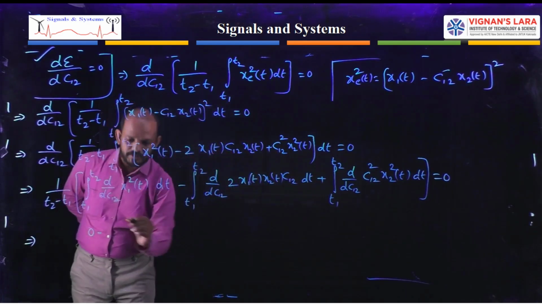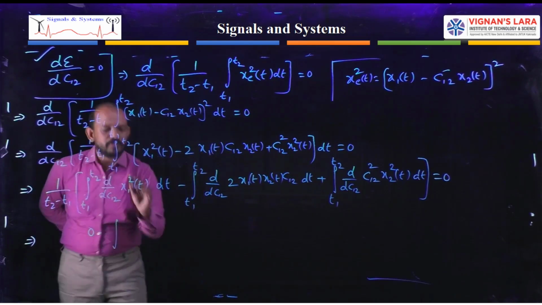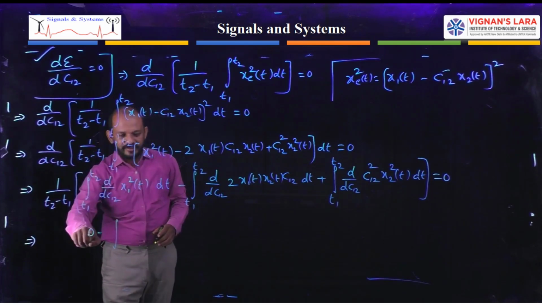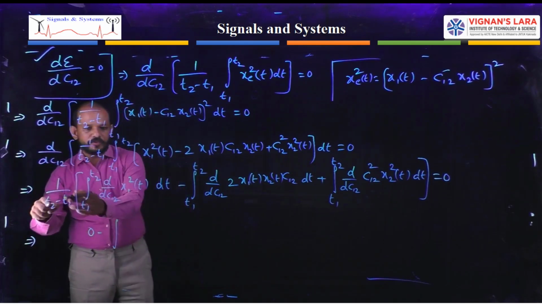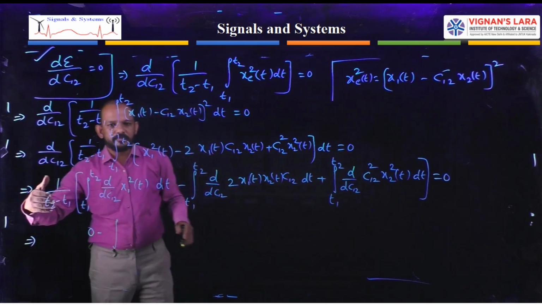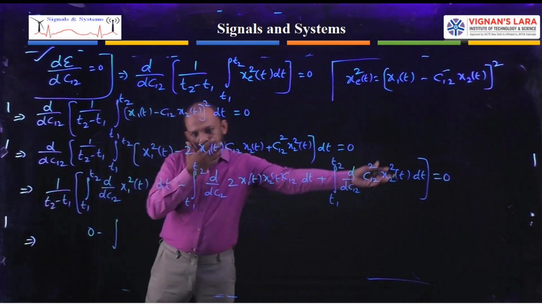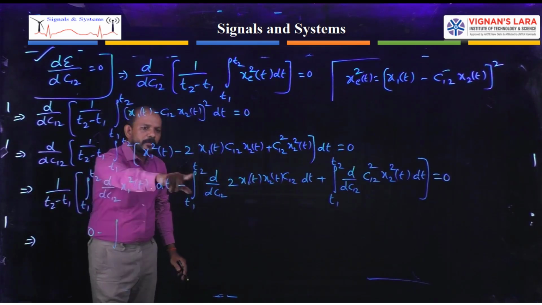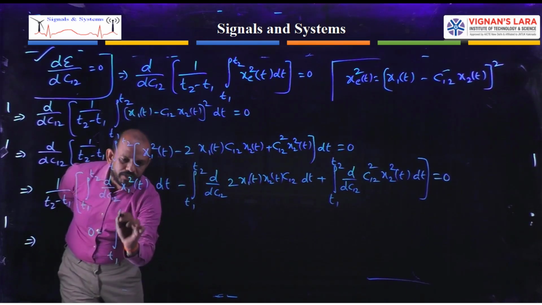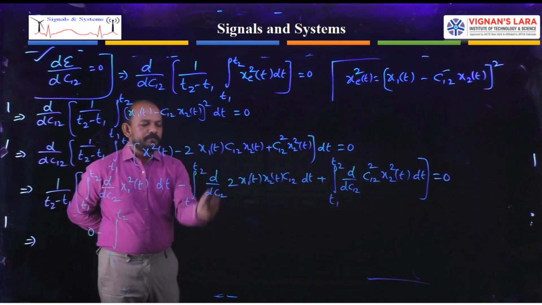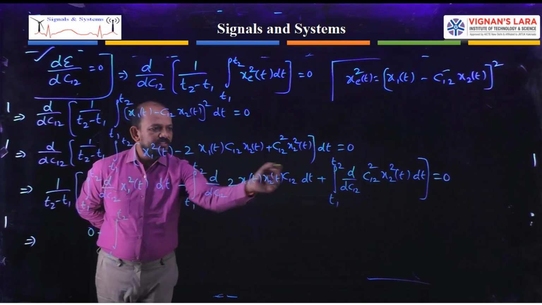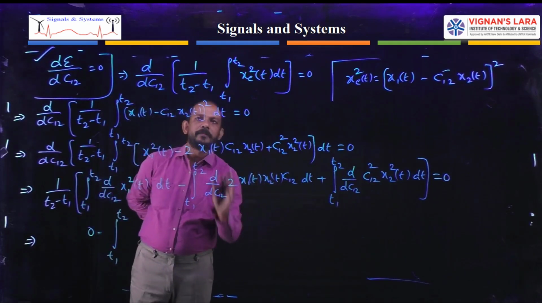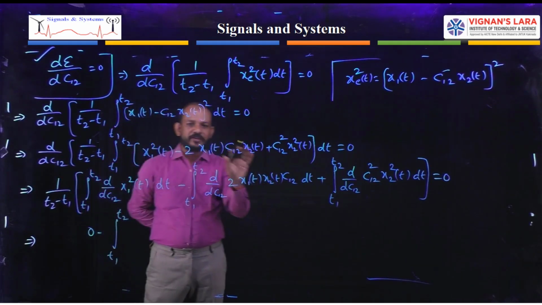So what we get? Integral, because this term is 0, and integration of 0 is also 0, so I wrote 0. And what about this one? If you go for the cross multiplication and bring it to that side, 0 minus integral t1 to t2. The differentiation of this one with respect to c12 gives 2 into x1 of t, x2 of t. Simple. Differentiation of 2x with respect to x is nothing but 2.